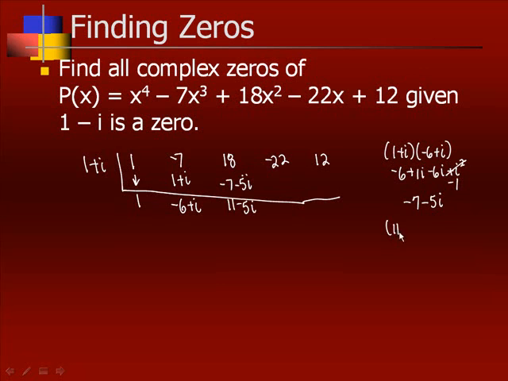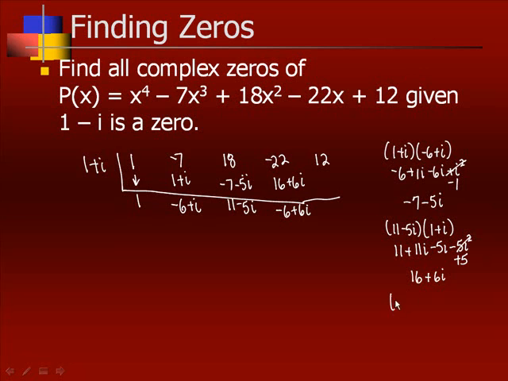So now if we did 11 minus 5i times 1 plus i, we get 11 plus 11i minus 5i minus 5i squared, which is going to make that a plus 5. So we'd get 16 plus 6i, which would give us negative 6 plus 6i.